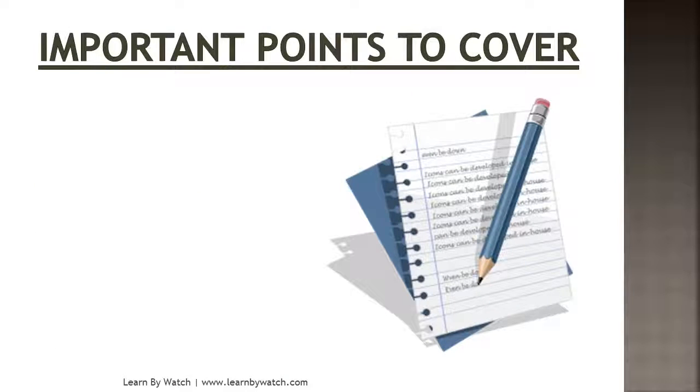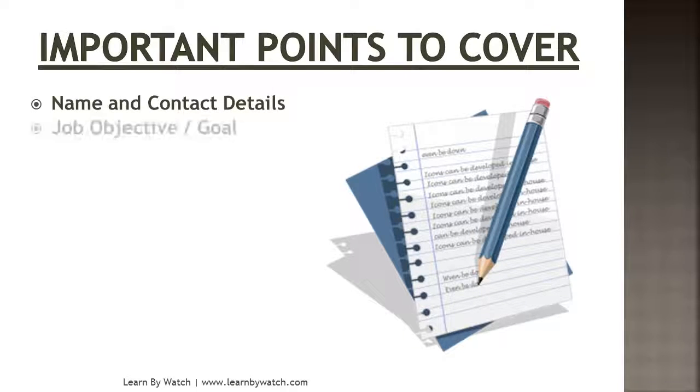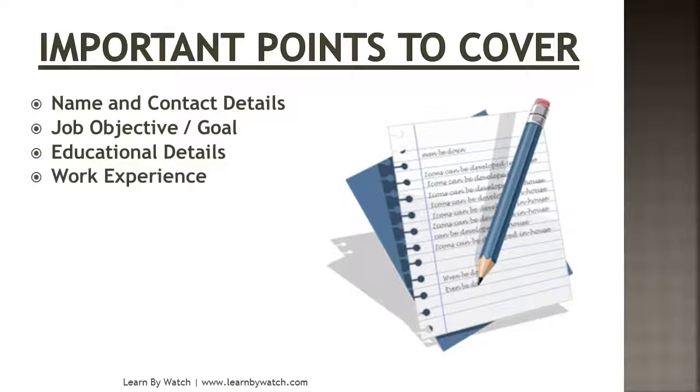So next is important points to cover. What are the important points which you have to cover in your resume or a CV? Let us see one by one. First thing you should cover is name and contact details. Next, job objective or goal. Third is educational details. Fourth, work experience.